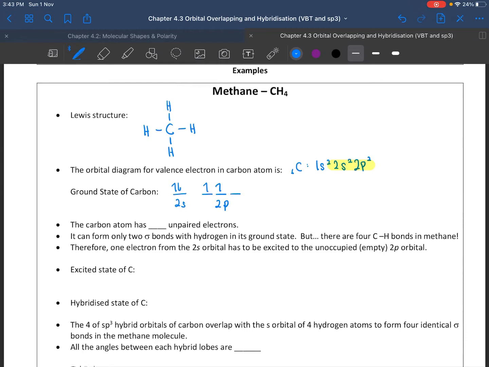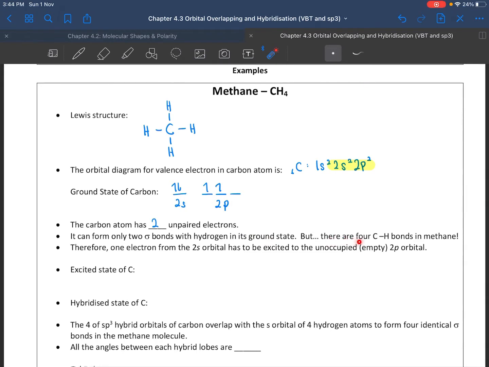Okay, so from this ground state of carbon, okay, kita boleh keluarkan data yang ada. So the carbon atom has 1, 2 unpaired electron. Okay, so 2 unpaired electron. It can form only 2 sigma bond with hydrogen in its ground state. Ya, betul. Sebab daripada apa yang kita belajar dalam valence bond theory, yang unpaired ni yang akan share elektron dengan hydrogen. So, kalau ada 2 unpaired elektron, that means dia hanya boleh form 2 bond dengan hydrogen. So, kita sepatutnya hanya boleh form 2 bond, 2 sigma bond dengan hydrogen.